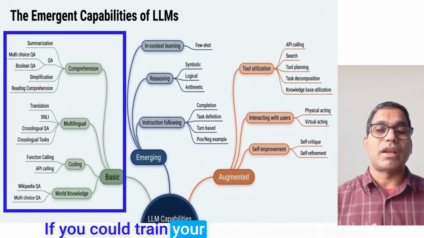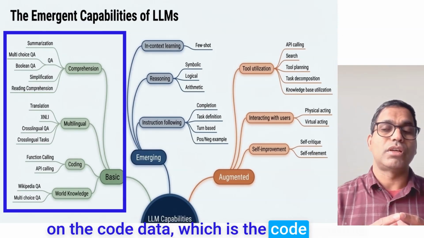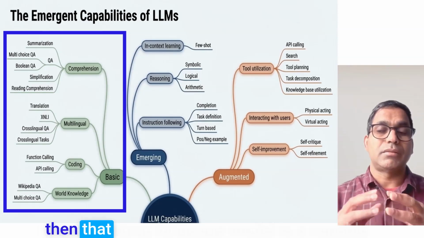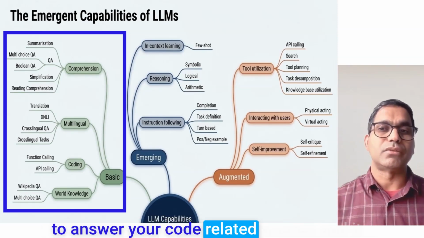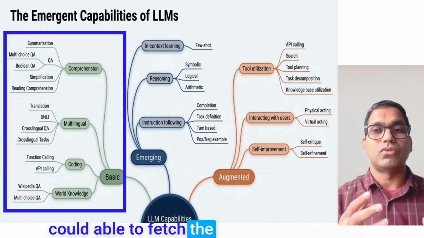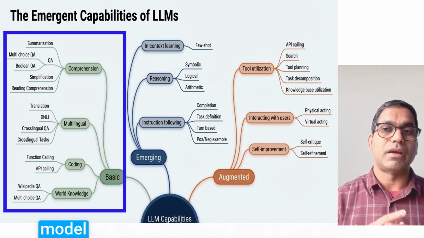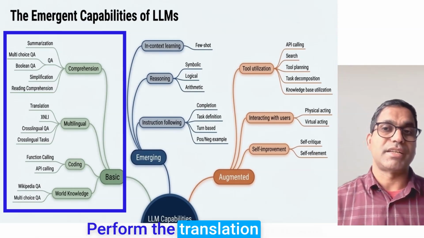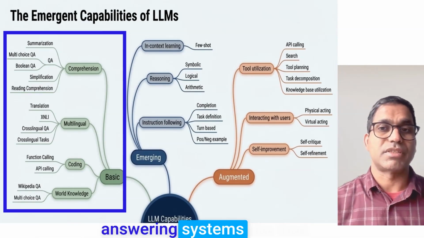If you could train your large language model on code data, which is the code coming from publicly available Git repositories, then that large language model is capable of answering your code-related queries and could fetch the code for your query. Similarly, if you train your language model on multilingual data, it can perform the translation process. It can also perform cross-lingual question answering systems like that.